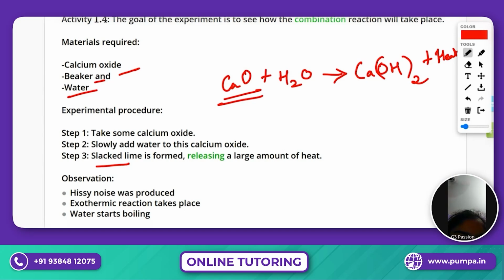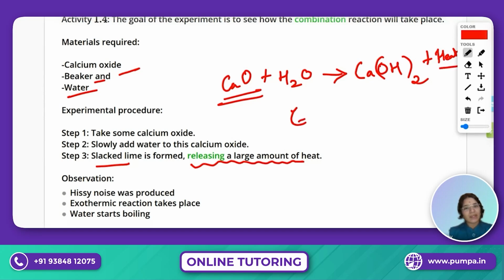This will also be called as சுண்ணாம்பு in Tamil. So by releasing a large amount of heat energy, when calcium oxide reacts with water, calcium hydroxide is formed. Slaked lime is used for whitewashing your houses. Some large amount of heat is released. Is this an exothermic or endothermic reaction? Exothermic. Very good, Venu. Exothermic reaction.